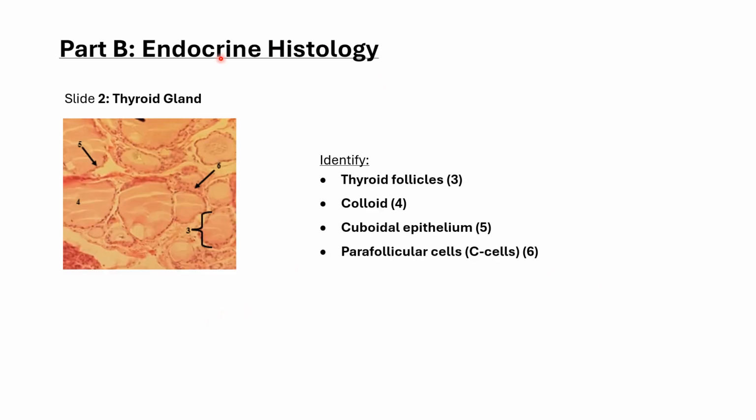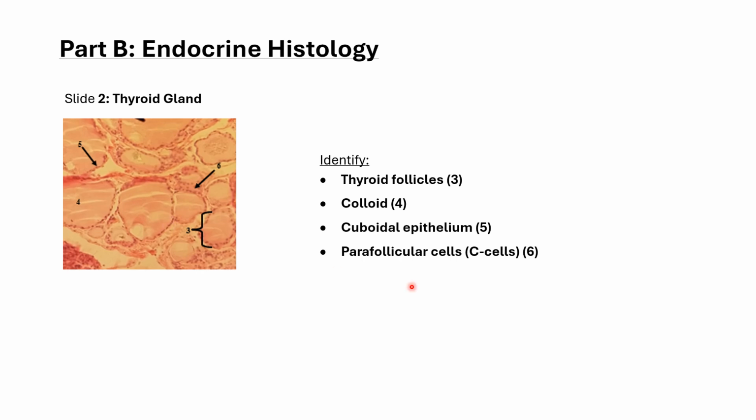Now this is a slide of the thyroid gland. In the thyroid gland we have thyroid follicles. This thing labeled number 3, which I am encircling, is a thyroid follicle. These thyroid follicles are filled with colloid. This proteinaceous substance inside is known as colloid. This pinkish thing you see inside the follicle is known as colloid. And these thyroid follicles are lined by cuboidal epithelium. Whenever there is glandular tissue, you will find cuboidal epithelium lining it.